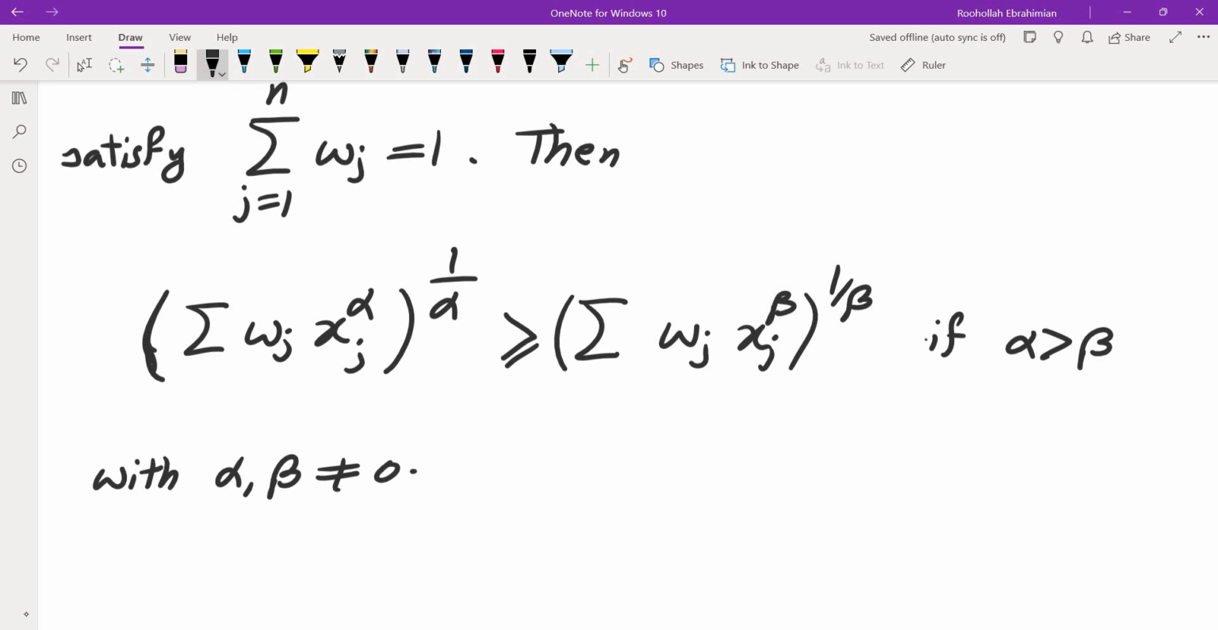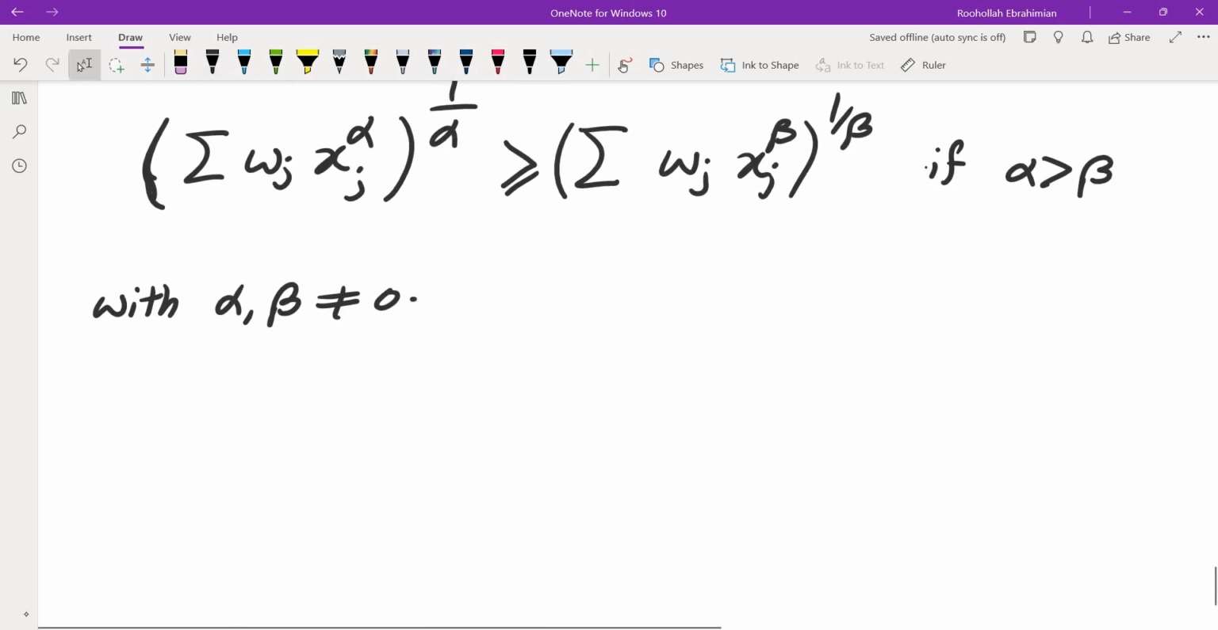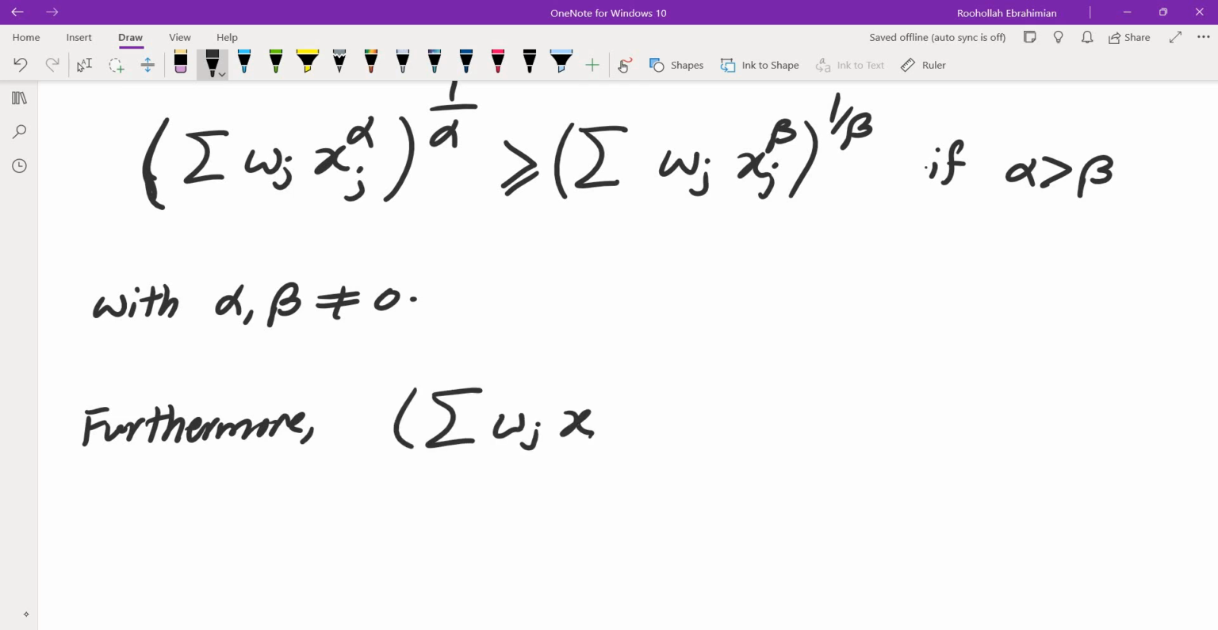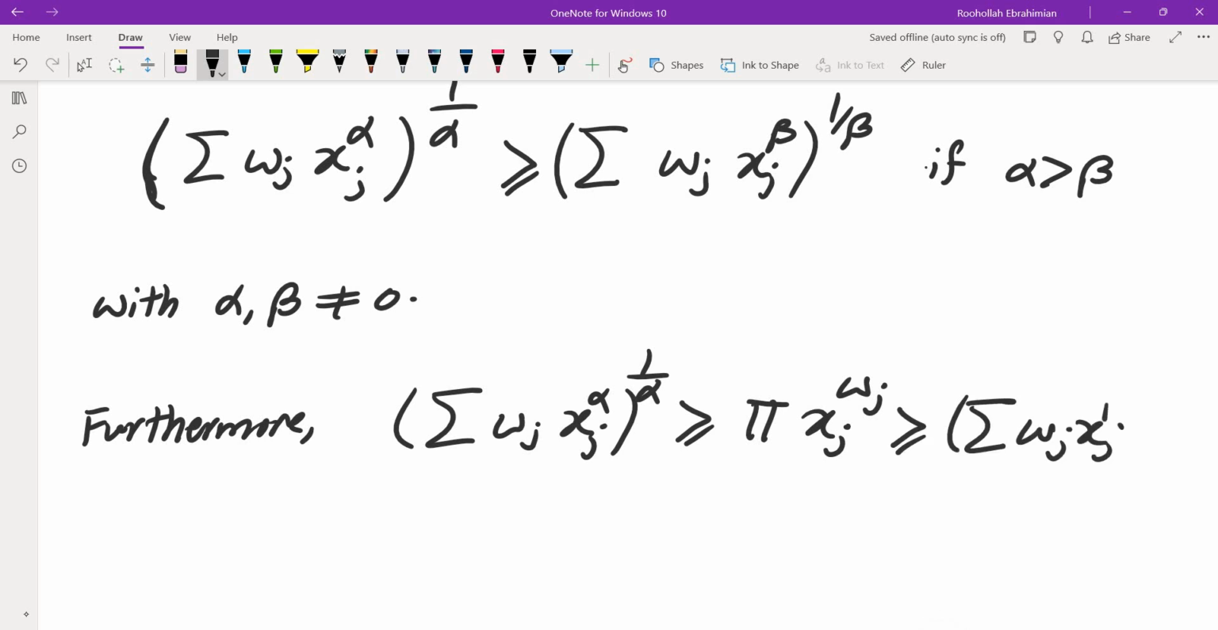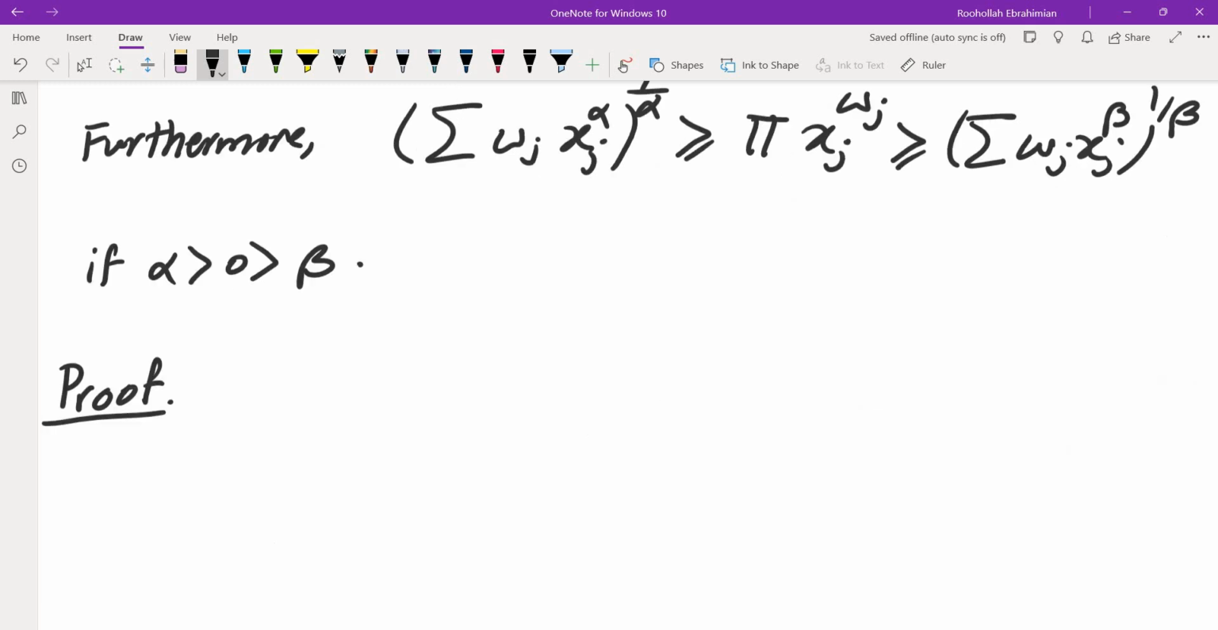Furthermore, we can actually find the limit when alpha approaches 0. So here's what it tells us. Furthermore, (sum of wj xj^alpha)^(1/alpha) is greater than or equal to the product of xj^wj, and greater than or equal to (sum of wj xj^beta)^(1/beta) if alpha is positive and beta is negative. So in terms of alpha, this is an increasing function, and when alpha approaches 0, it gives us the geometric mean, the weighted geometric mean. Okay, so let's prove this one.